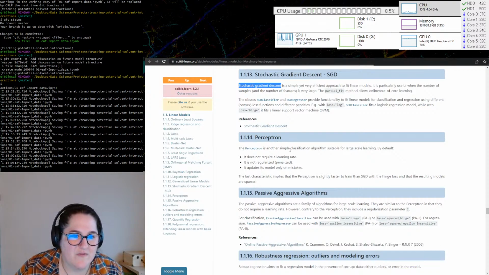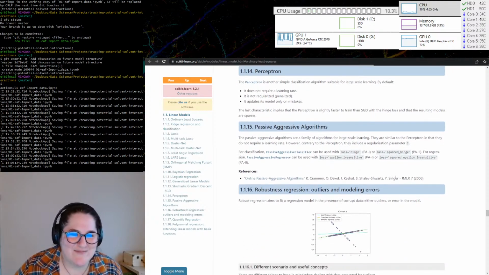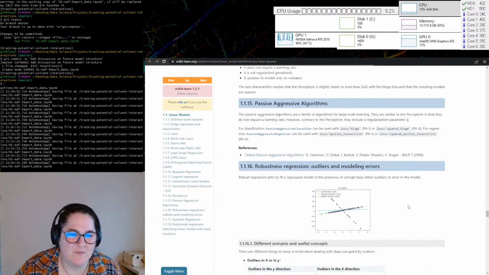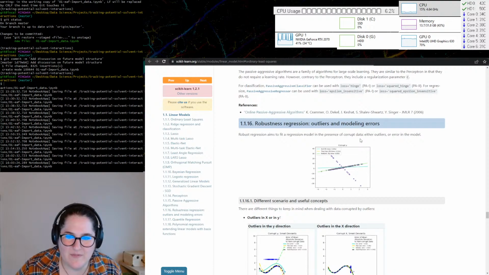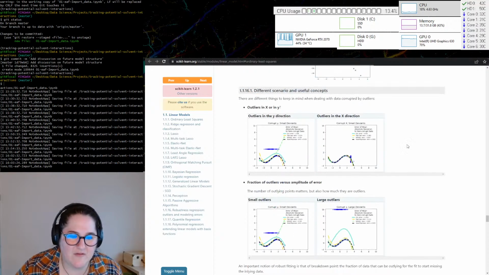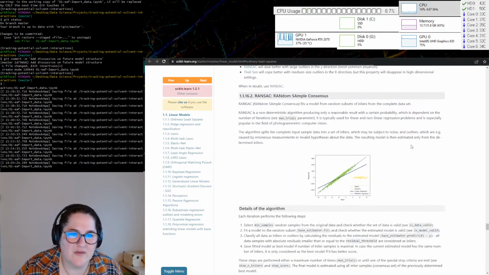So a perceptron. Didn't realize sci-fi was happening here. Then robustness regression is good at outliers and modeling errors in the presence of corrupt or erroneous data in the model. So if we end up with something super erroneous, then maybe we want to do this robust regression, but I don't foresee that really happening.